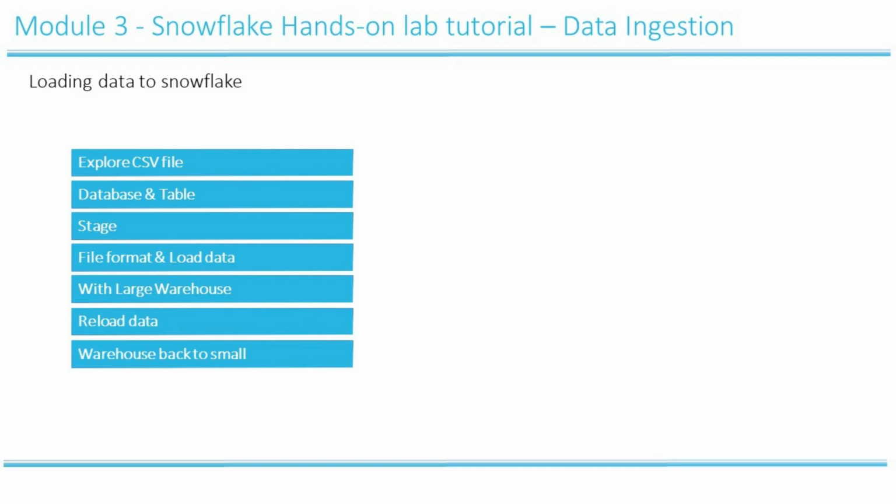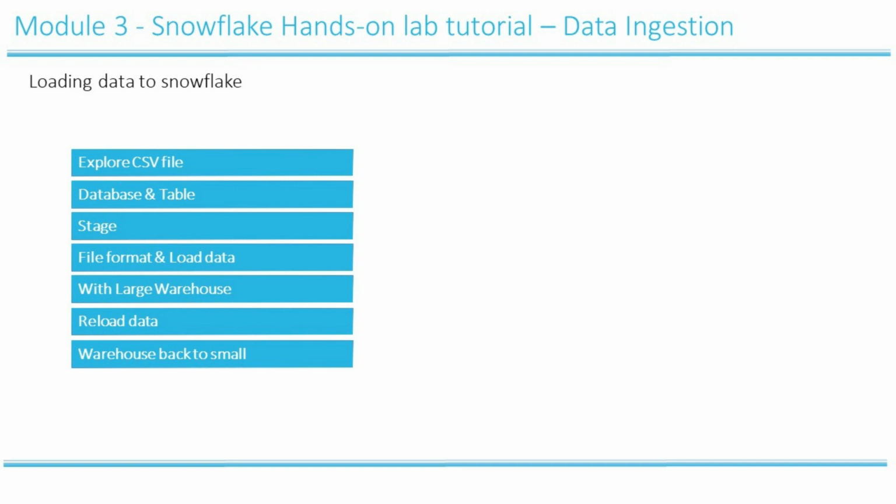In this module, we have to import a CSV file from an external source. We will create a database, schema and table. We will also create a staging table which will be linked to the external source. We will create a file format and then load this data, and we will use different warehouses with different configurations to see how much impact it has on the processing.